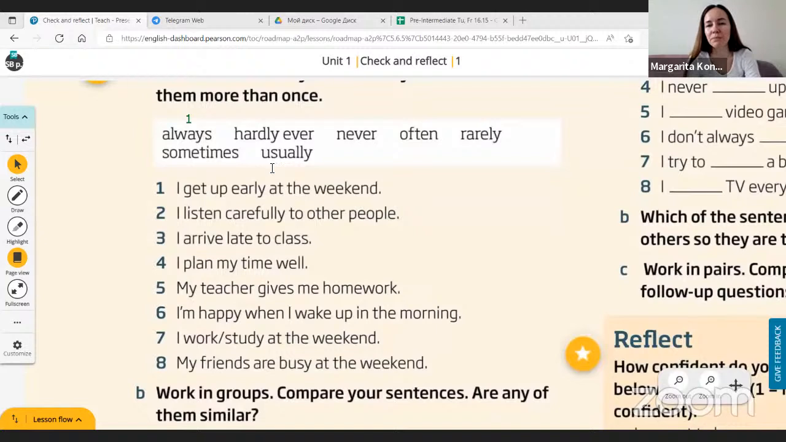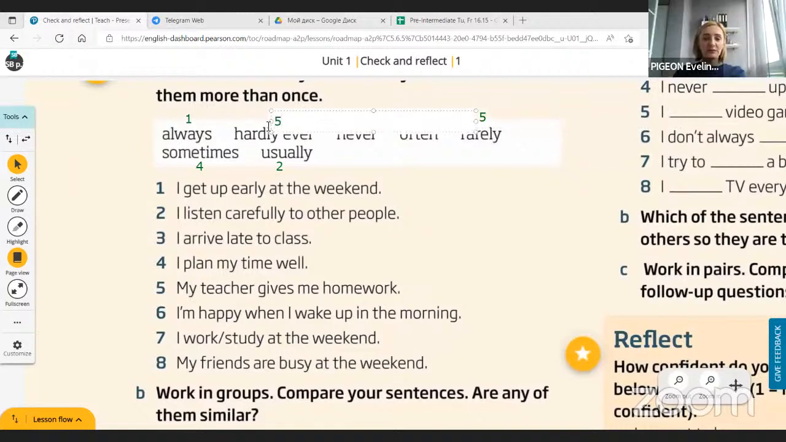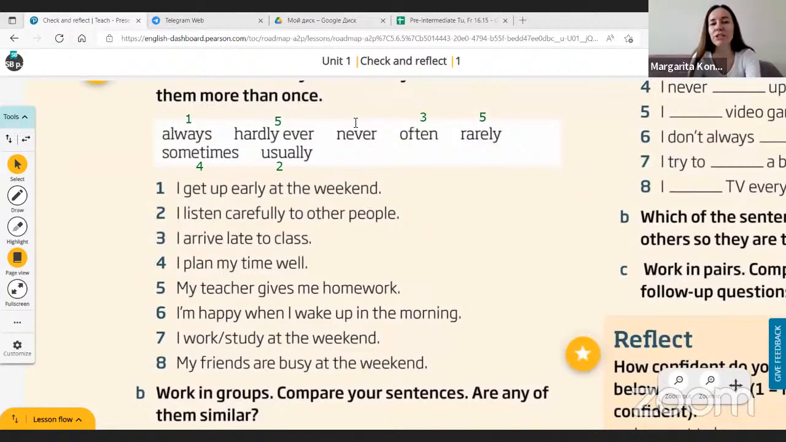Usually. Yes. And then comes often. After often comes sometimes. What comes after sometimes? Rarely. Rarely and hardly ever, they are the same, right? So I will give them both number 5. Hardly ever. And the last is never, number 6. Yeah.